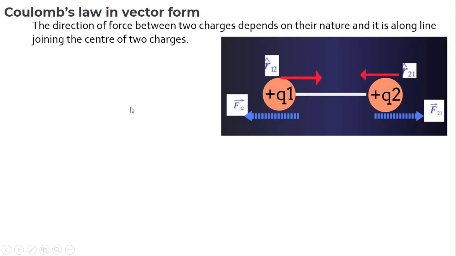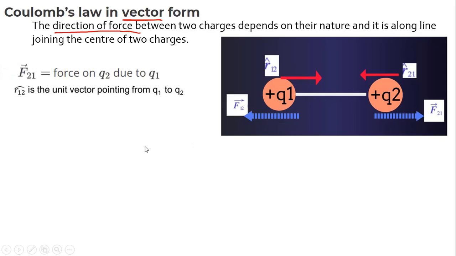Next, we have Coulomb's law in vector form. Now, we know that a vector is a quantity which has both magnitude and direction. So when we are dealing with force, the direction of force is important. In this article, we will be concentrating on the direction of force. Whenever we have two charges, suppose plus Q1 and plus Q2, the terms that we will have are F21 and R21. What is F21? F21 is the force on the second charge because of the presence of the first charge.